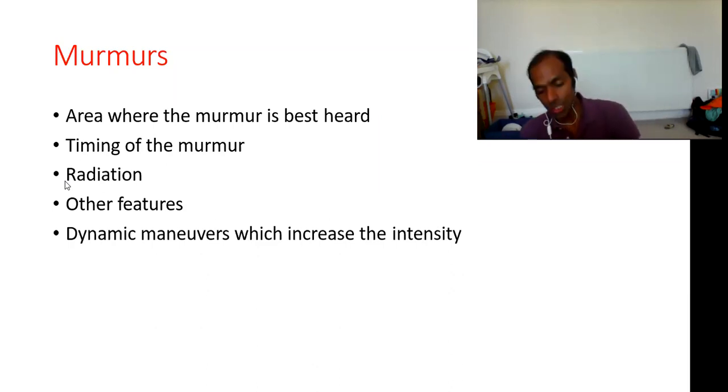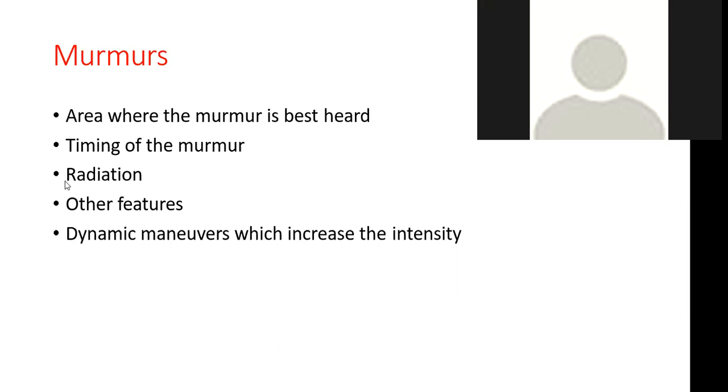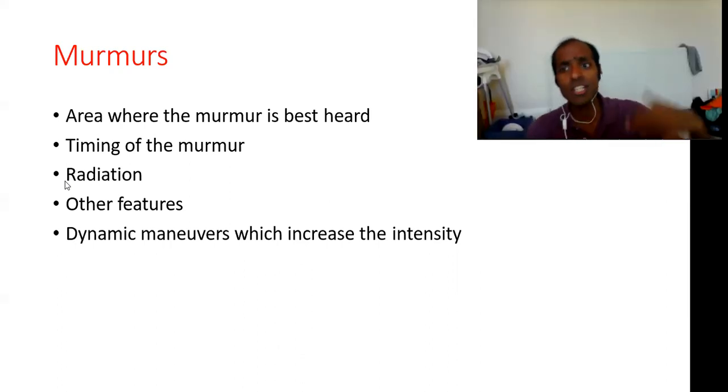Third thing is radiation. What does radiation mean? Radiation means that you can hear the murmur in the same intensity in another area. Underline the word same intensity. You can hear the murmur in the same intensity in another area. Then there might be certain other features. For example, the character of the murmur: rumbling, blowing, tearing. There are various words that we use. Crescendo, decrescendo.